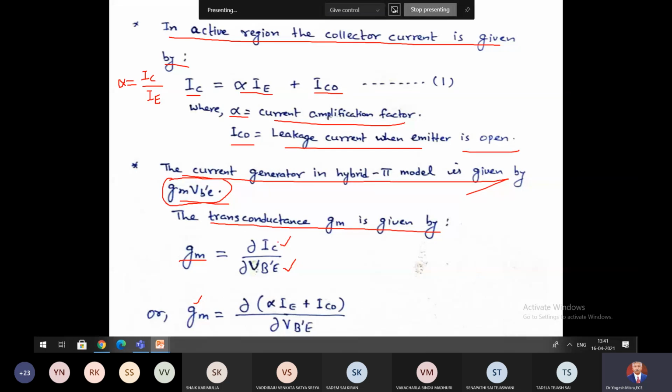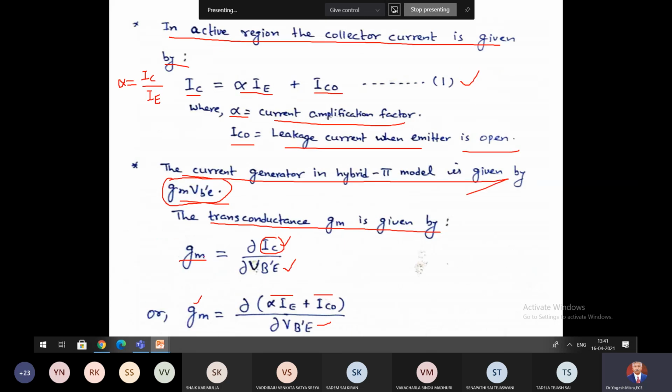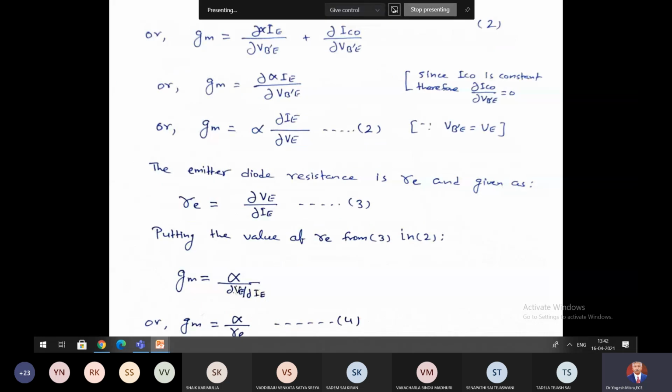so now in place of this IC, I will write this expression, right? So del alpha IE plus ICO by del VE. Now, simply I have split this expression as del alpha IE by del VB dash E plus del ICO by del VB dash E. So in this way, this expression.